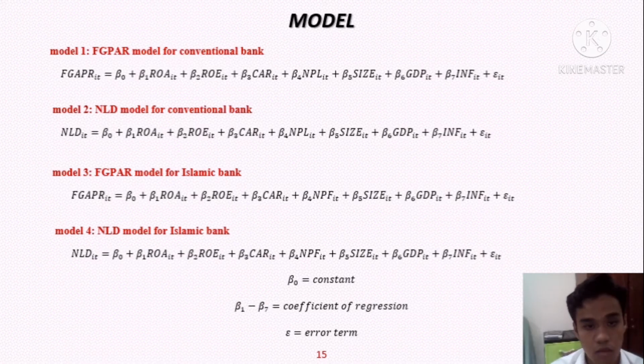There are 4 models in this study. First model is FGPR model for conventional bank. Second model is NLD model for conventional bank. Third model is FGPR model for Islamic bank. Fourth model is NLD model for the Islamic bank.